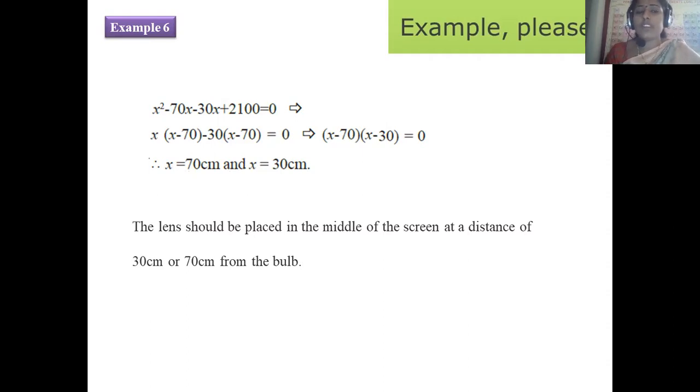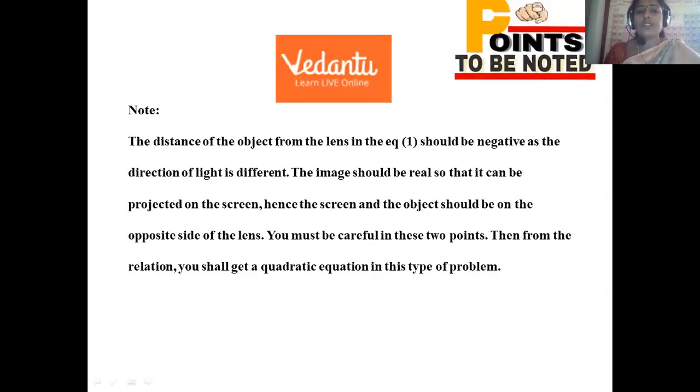1 by f is equal to 1 by v minus 1 by u. From this, one point can be taken into consideration. This data is collected from Vedantu. The distance of the object from the lens should be negative, because in accordance with the sign convention, right-hand side terms are taken as positive and left-hand side terms are taken as negative. So those rules we discussed in the earlier series, right?